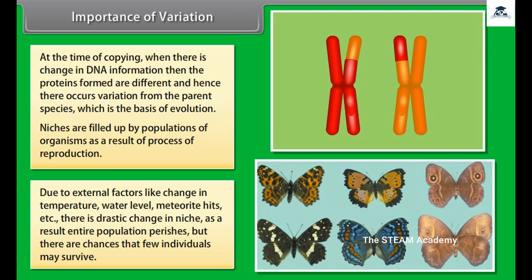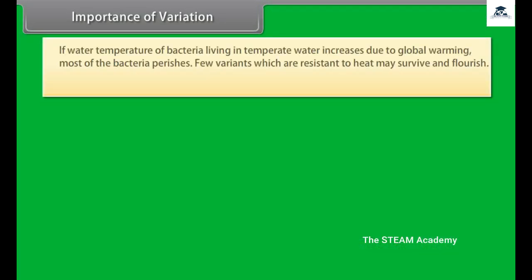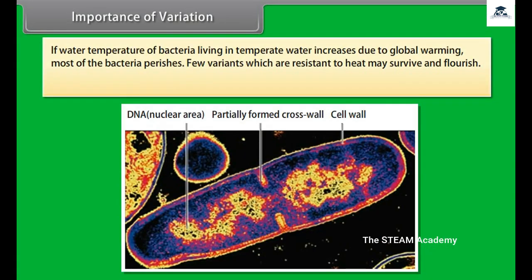We can understand the above discussion with the help of an example. If the water temperature of bacteria living in temperate water increases due to global warming, most of the bacteria perish. A few variants which are resistant to heat may survive and flourish. So we can say that variation is important for the survival of species.